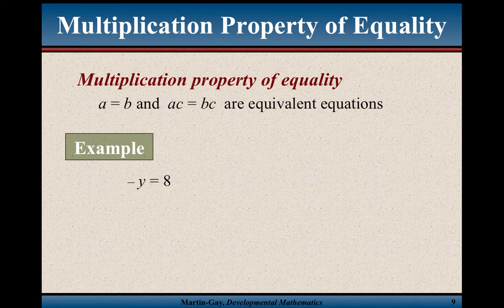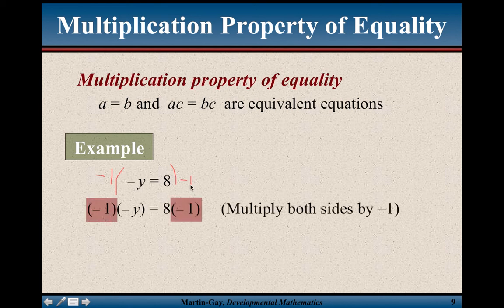Halimbawa dito, negative Y equals 8. Always remember that when we have a final answer, our variable needs to be positive. So, since it is negative, we need to multiply both sides by negative 1. This is what he calls C. This is, let's say, the letter C. Okay? So, ayan. We will multiply both sides by negative 1 and then negative 1 times negative y is positive y and 8 times negative 1 is negative 8. So, this is our final answer for that particular example.